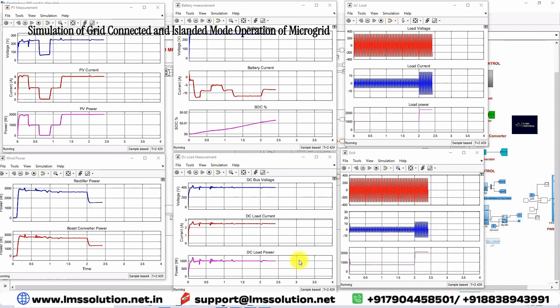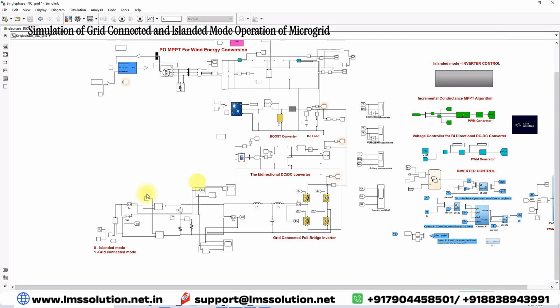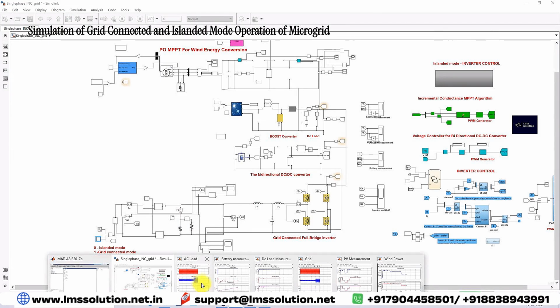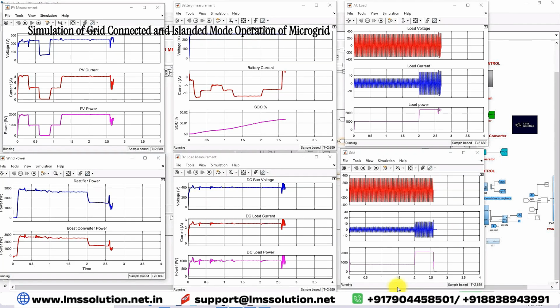So this is the operation of the microgrid in grid connected mode. Next I'm going to change the system to islanded mode. I am going to change this condition to 0, and then you can check the status of the system. Now you can see that because of the change from grid connected mode to islanded mode, this is the variation of the system.